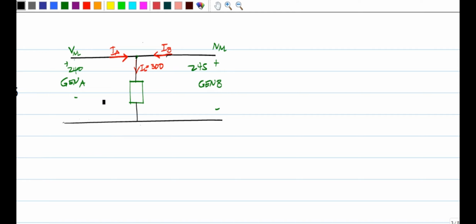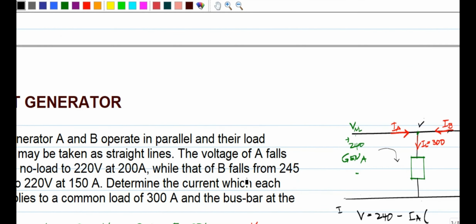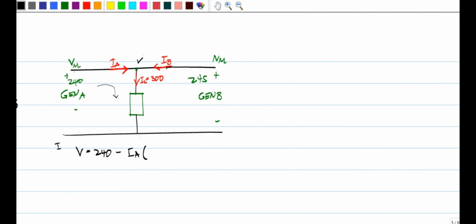First, for generator 1 from this loop, we have V is equal to 240 minus IA times the voltage drop per ampere. The voltage drop per ampere of generator 1 is 1 over 10, and generator 2 is 1 over 6. So we have 1 over 10.